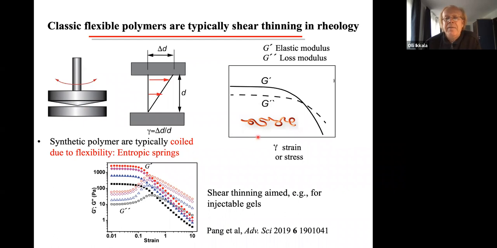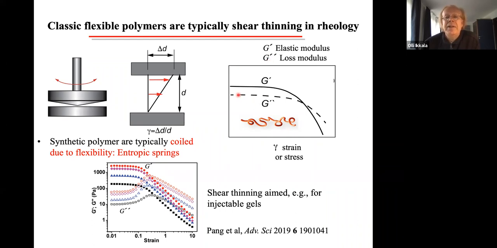And in classical flexible polymers, the behavior is something like this. Here is the strain or stress, which means the amount of deformation. And here are the two different moduli which describe the material. So there are two moduli. There's the so-called elastic modulus, which describes the stiffness of the material. So it's like an elastic spring constant in a spring. And then there's a loss modulus, which describes the viscous losses of the material.